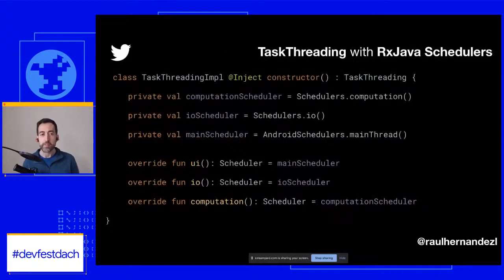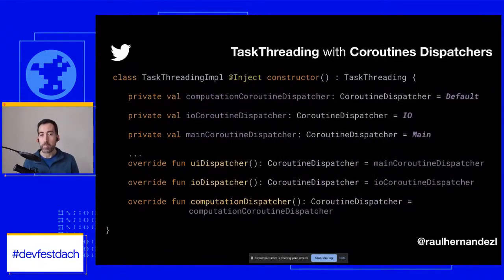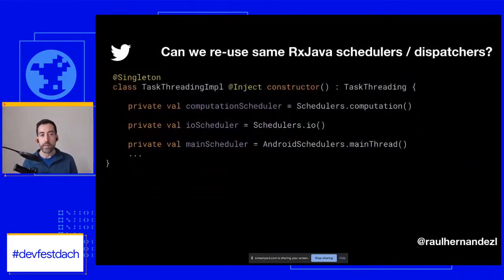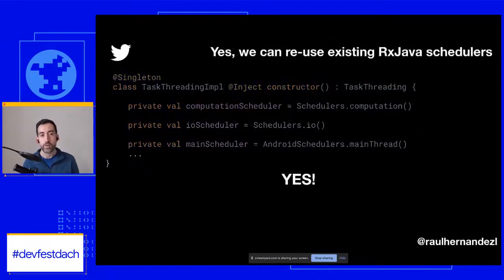So basically, the task threading implementation has 3 different schedulers. You have one for the computation, one for the input-output, and one for the main thread of Android. I am exposing those with those methods, and those are for me to mock in unit tests. Then we also have, for coroutines, the coroutine dispatcher, and then we are exposing new methods. But here we are right now having 6 resources in memory. It would be very nice to actually only have 3 of them, meanwhile we are migrating and transforming the other ones into the ones that are required to run at runtime. So this is actually possible.